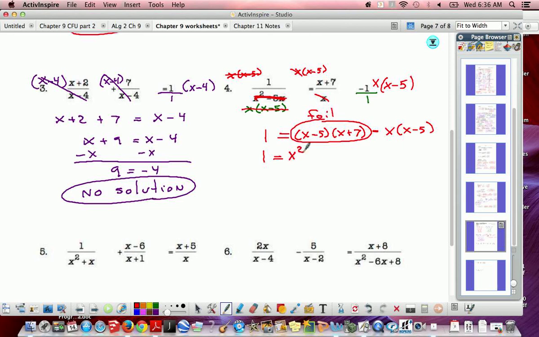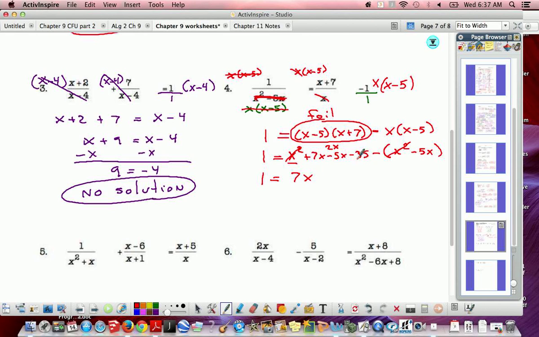So I have x squared plus 7x minus 5x minus 35 minus the quantity of x squared minus 5x. Notice how I put that in parentheses because I have to subtract that whole thing. So now as I continue to simplify, x squared minus x squared, those cross out. 7 minus 5 is 2x. 2x minus a minus 5x makes 7x.